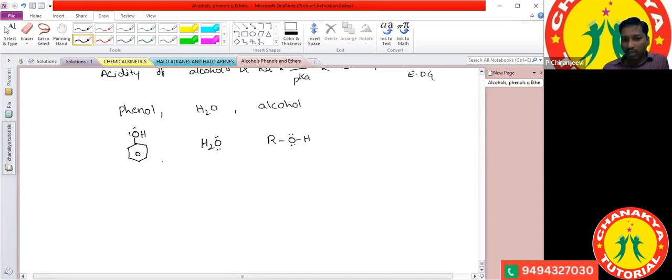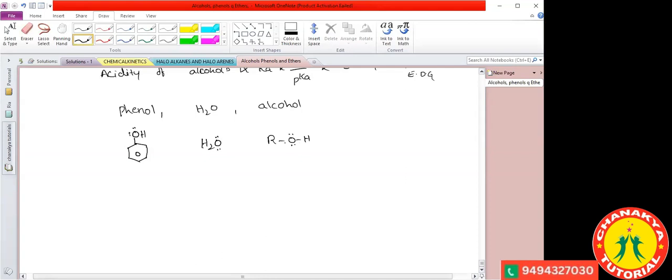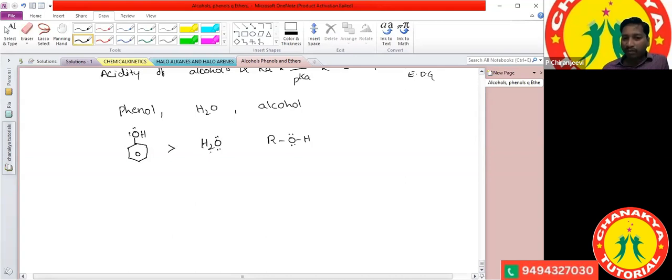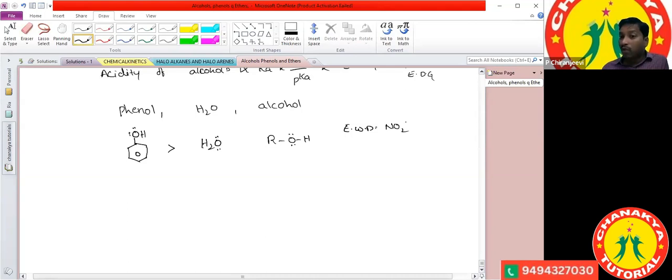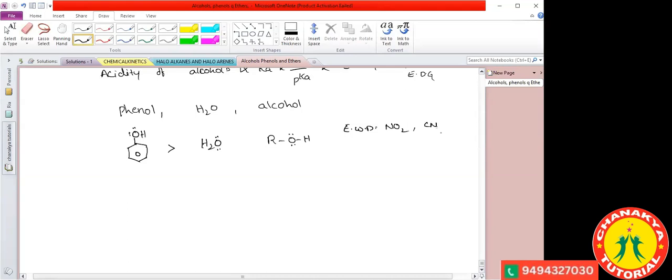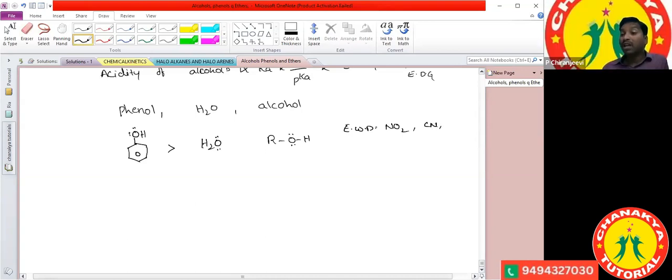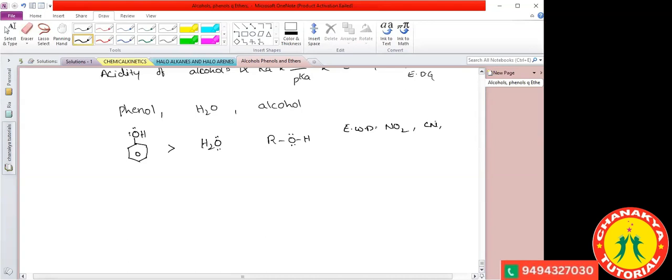My question is, in phenol, water, alcohol, which one is more acidic? Phenol? Very good, Samhita. So why is the phenol more acidic? Do you remember the electron withdrawing groups? What are the strong ones: OH, NH2, NO2, CN? NH2 is the electron donating group.